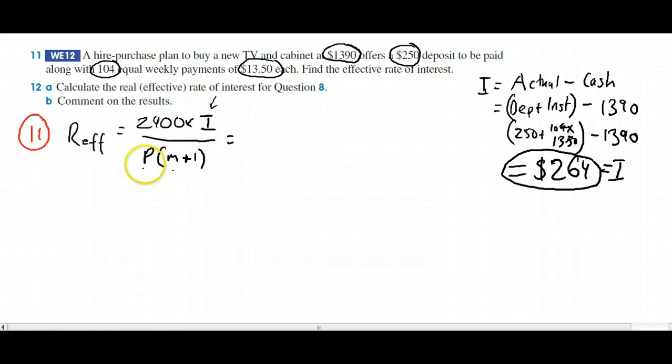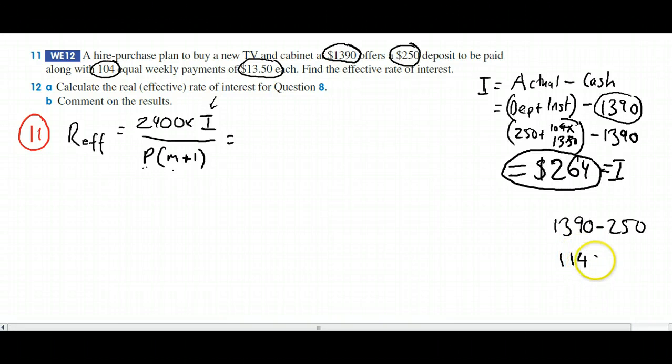Now we also need to know the principal. The principal is the amount that's going to be paid back after the deposit, and that would be the cash price minus the deposit. The cash price is $1,390 and the deposit was $250, so that's going to give us a leftover amount of $1,140. So that's our principal.